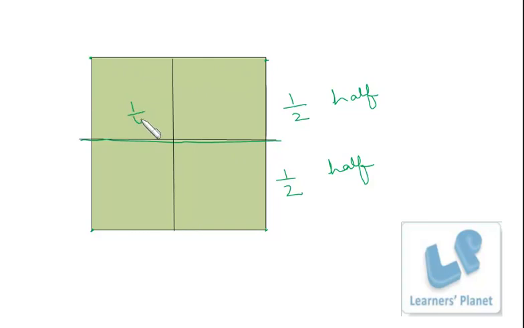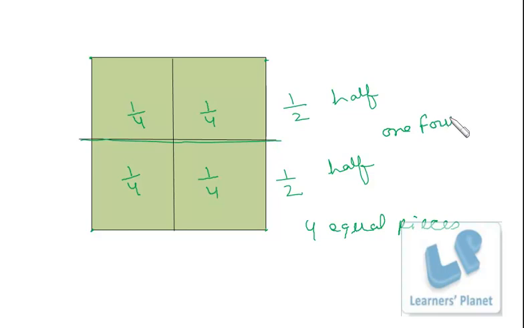So this piece is 1 by 4, this is 1 by 4, this is 1 by 4, this is 1 by 4. 4 equal pieces. Okay, there are 4 equal pieces. So each piece is 1/4. We say 1 by 4 or we say 1/4. As we say half, in a similar manner, if there are 4 pieces, then we say 1/4. Right? So 1/4, 1/4, 1/4, 1/4. 4 equal pieces. Okay?